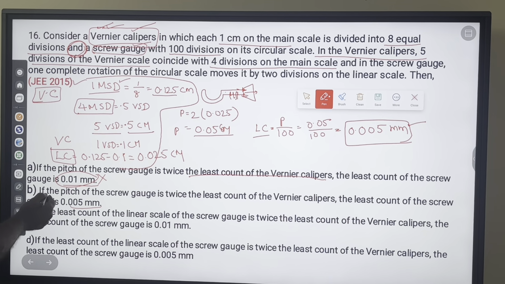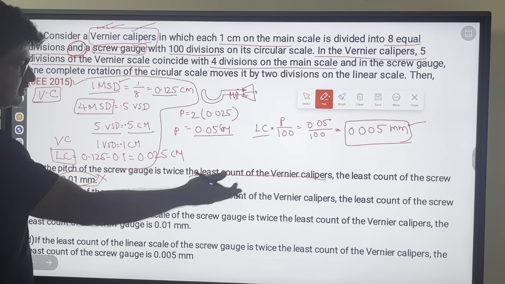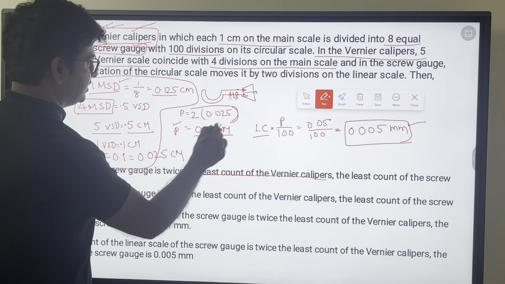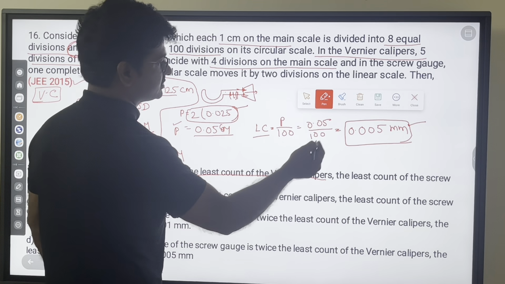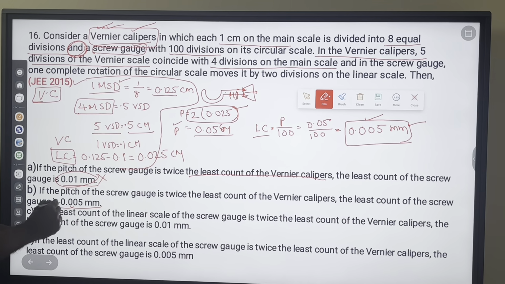But if you look at the second one, it is the same relation: the pitch of the screw gauge is twice the least count of the vernier calipers, and the least count of the screw gauge is 0.005 mm, which is what we are getting. Here also 0.005 mm is given. So B is the correct option. Next, because this question is based on multiple options, we have to check the other options also.